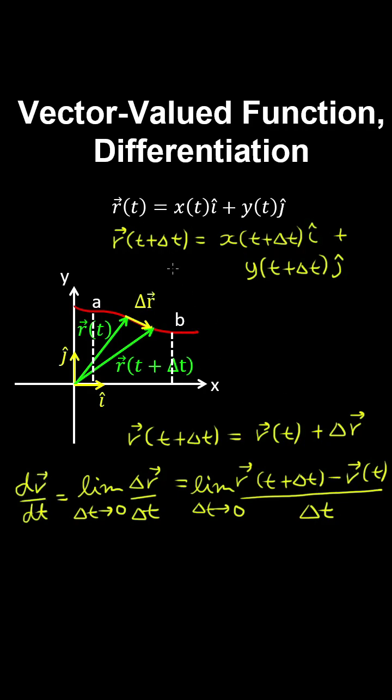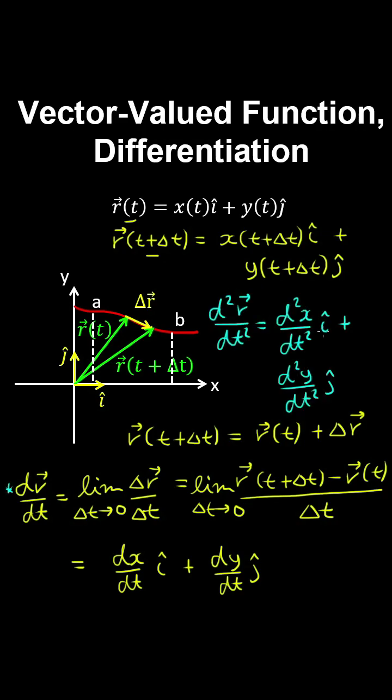And I encourage you to make these substitutions and use the rules for limits, and you'll be able to write the derivative as follows. And now if you differentiate this first derivative, you'd obtain a second derivative in the following form. And note that when we differentiate, the unit vectors i and j do not change magnitude or direction, so they just remain constant.